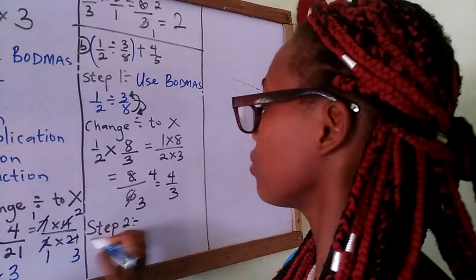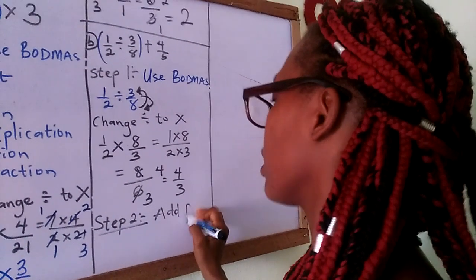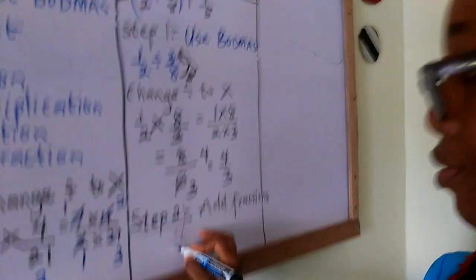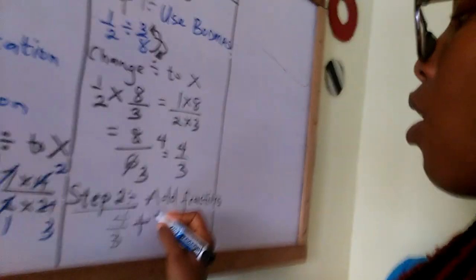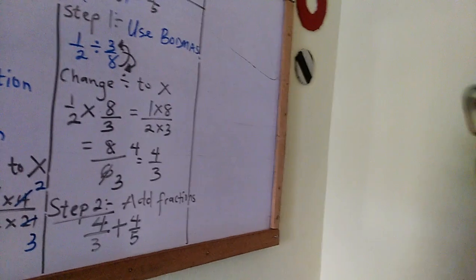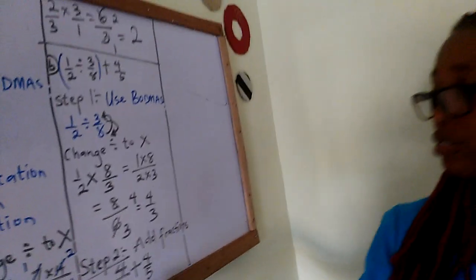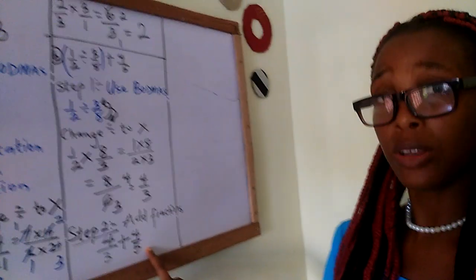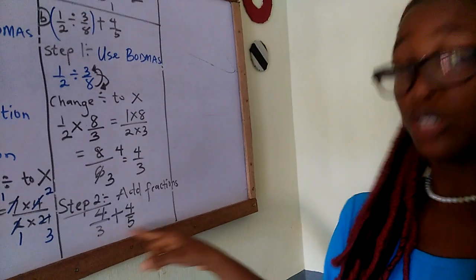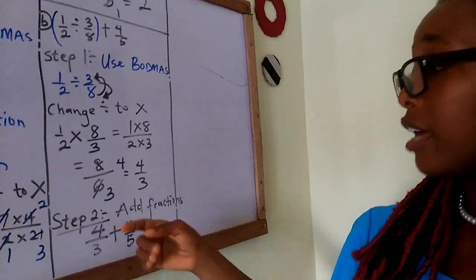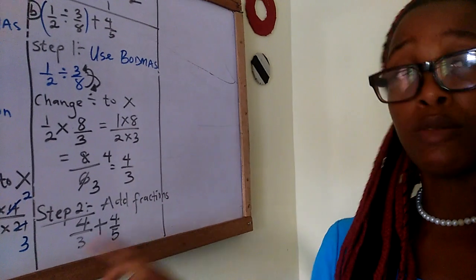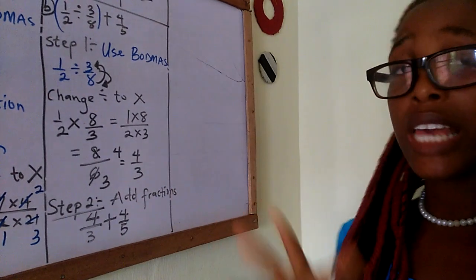This is step 2. We add fractions. So we have 4 over 3 plus 4 over 5. Now, we have to realize here that the denominators are not the same. This is like a goat and this is like a human being. You cannot see a goat talking to a human being. What do I mean by that? This denominator is 3. This denominator is 5. They cannot communicate if they have different denominators. They have to have the same denominator.